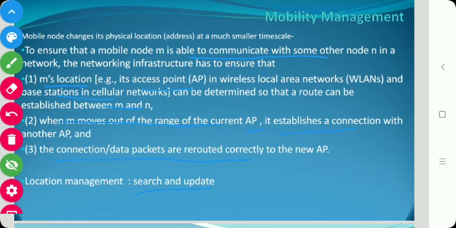This location management consists of two operations, that is search and update. So what is search? Search is invoked by a node when it wants to communicate with another node. If it finds that mobile node, then the connection is established. The second operation is the update operation, also called the registration operation. It is performed to inform the system of the mobile node's current location. Update operation is necessary. If the update operation is not performed by the mobile node, then the search cost is increased.